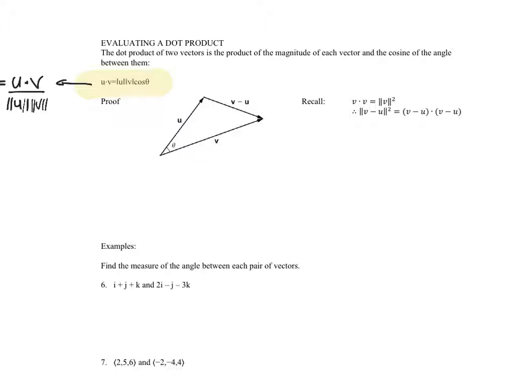All right, so we're going to prove this relationship: u dot v is equal to the magnitudes multiplied by the cosine of the angle in between. It gives us a nice little consequence, and that's that the cosine of theta is equal to the dot product of u and v divided by the magnitudes multiplied.